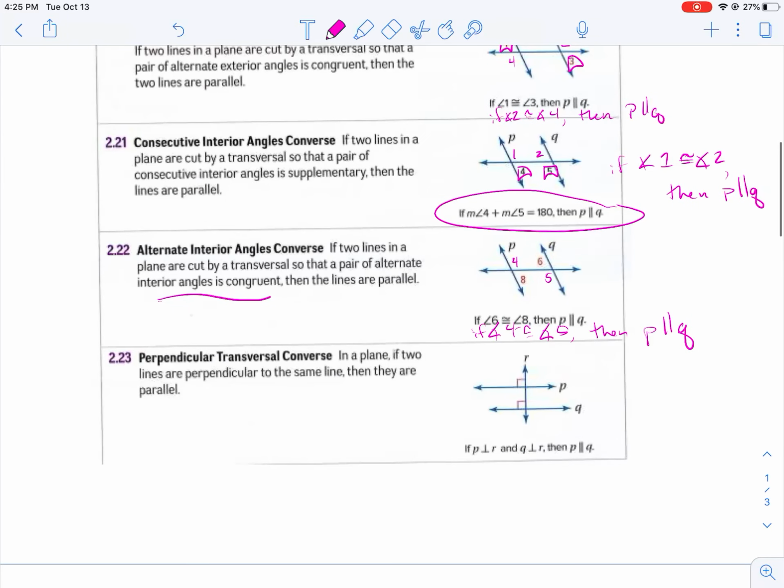All right, and then finally, the perpendicular transversal converse. What it's saying here is if line P is perpendicular with R, and line Q is perpendicular with R, then P is parallel with Q, right? Which makes sense because if we have a line and this one creates a 90-degree angle and this one creates a 90-degree angle, we know that those two lines have the same slope, because you got to be kind of special to make a nice perpendicular line. Remember, the slopes of perpendicular lines are negative reciprocals.